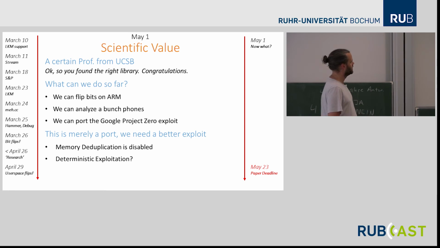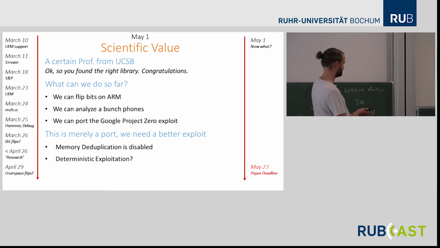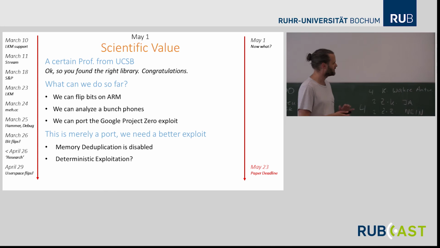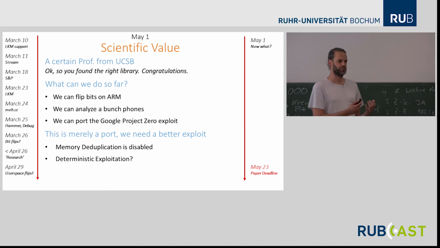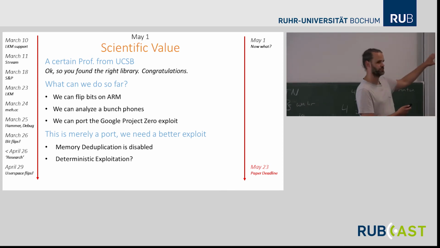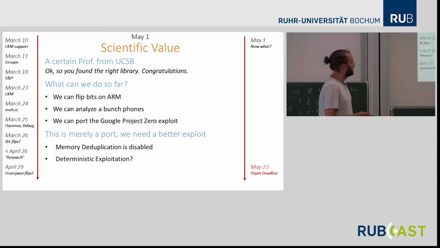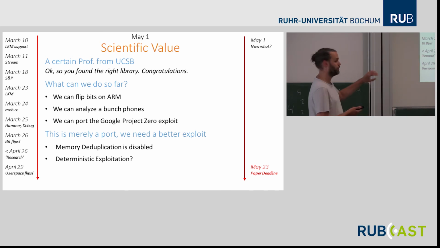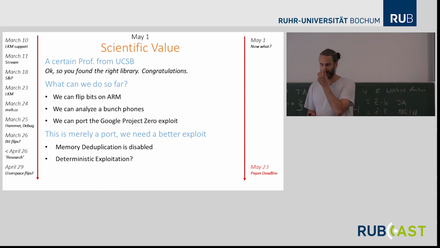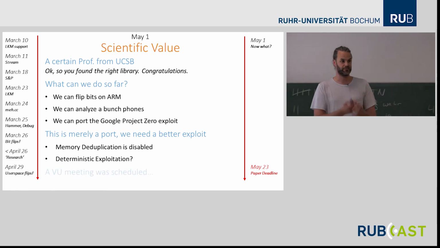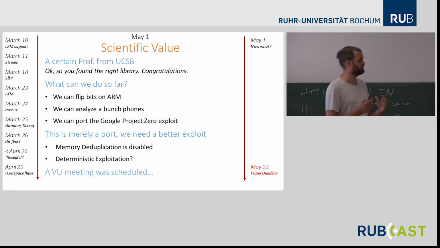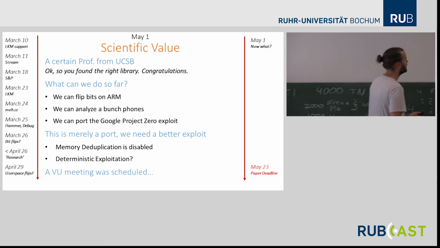So the goal from here on was to get some kind of deterministic exploitation. The Google Project Zero exploit is non-deterministic. It sometimes works, it sometimes doesn't work. And we don't have memory deduplication. So we don't have a way to get some interesting data stored at a region that is vulnerable to Rowhammer.